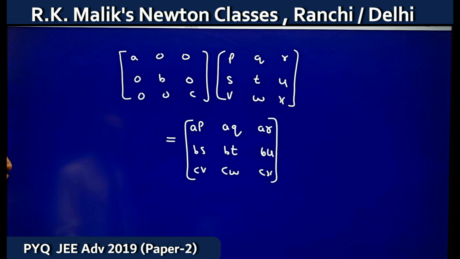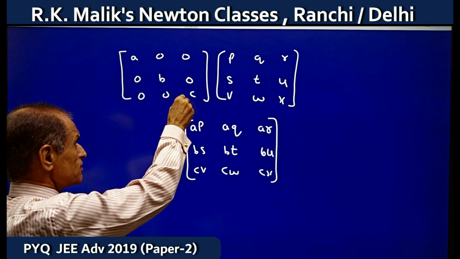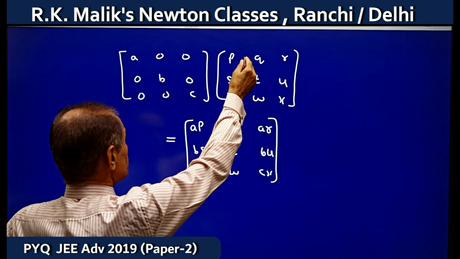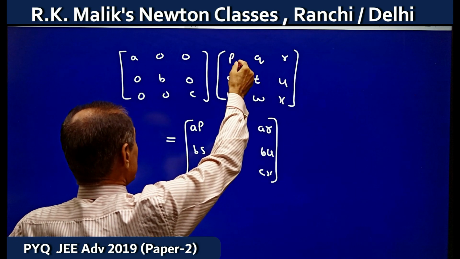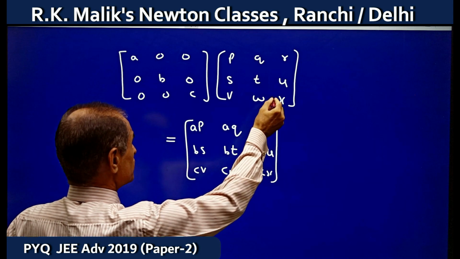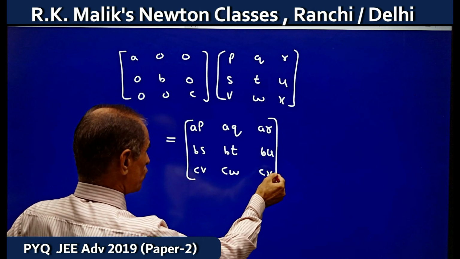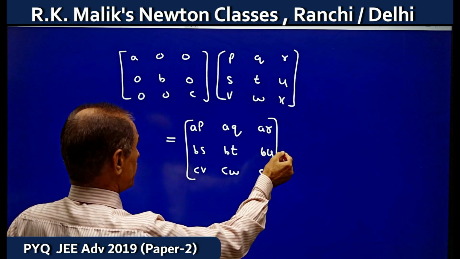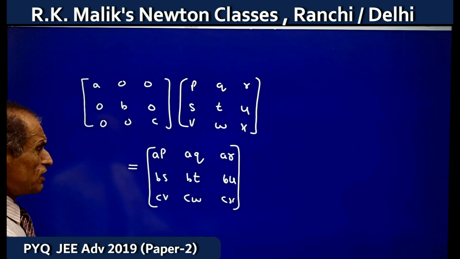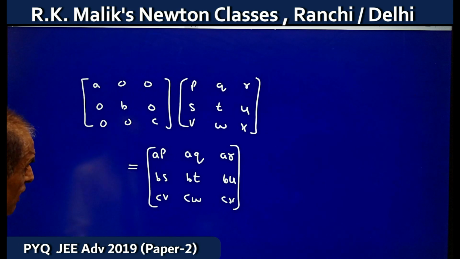The first concept which should be known to you is, if you pre-multiply any general matrix by some diagonal matrix, then in the resultant matrix the elements of first row will be obtained by multiplying the elements of first row of general matrix by A. The elements of second row are obtained by multiplying the elements of second row of general matrix by B. The elements of third row of resultant matrix will be obtained by multiplying the elements of third row of general matrix by C. I know that you can easily get the resultant matrix by simple multiplication, but it is better if you know this concept directly.